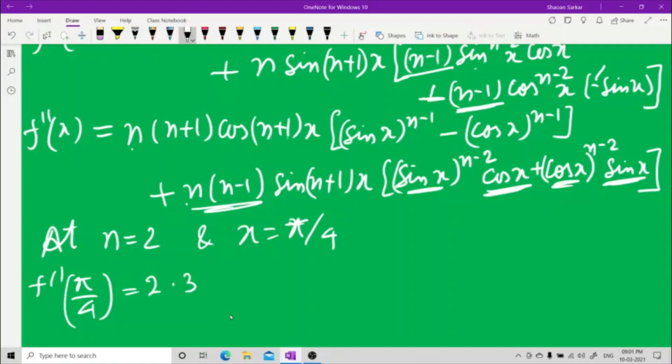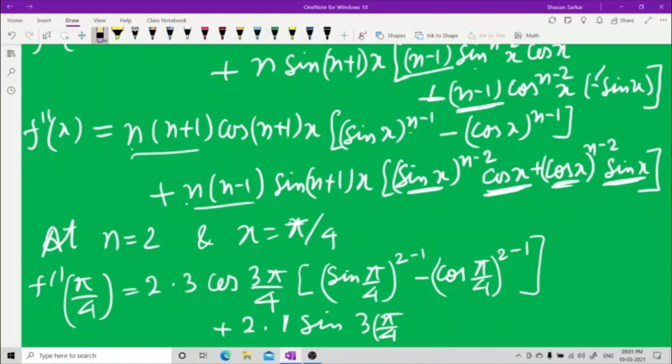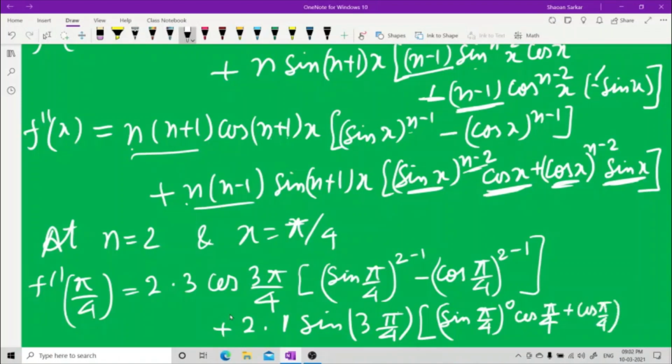is equal to 2 into 3, 2 plus 1, that is here, cos 3 pi by 4, this would be sine pi by 4 to the power of 2 minus 1, and minus cos pi by 4 to the power of 2 minus 1. Now in this portion, it will be 2 into 1 sine 3 pi by 4, then 3 pi by 4, and then here it will be sine pi by 4 to the power of 0, 2 minus 2, 0 cos pi by 4 plus cos pi by 4 to the power of 2 minus 2.